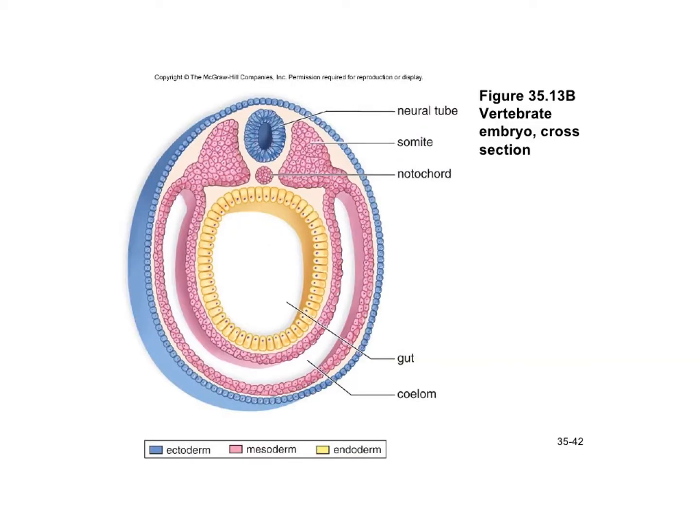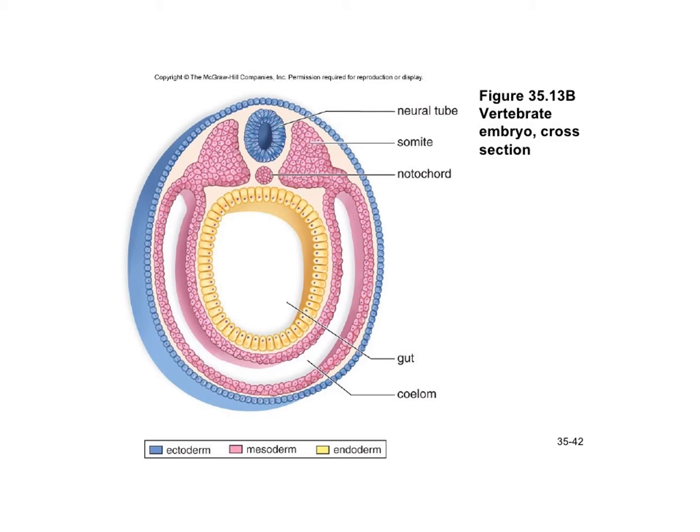Our embryonic development mirrors that of other backboned animals. This is a generic illustration showing a vertebrate embryo in cross-section, any backboned animal. We see at 12 o'clock in that figure the neural tube. So once that tube forms, it drops down below the ectoderm.